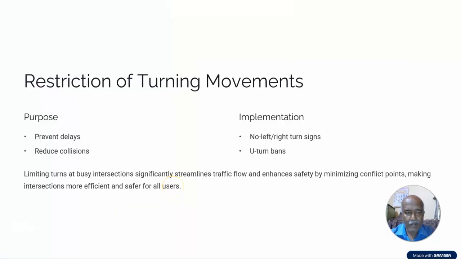On the roads, we mainly will be having turnings. The purpose of having turning restrictions is to restrict the turning movements, mainly to prevent delays and also reduce collisions. No left or right turn signs must be there, and U-turn bans must be implemented. With limited turnings at busy intersections, there will be a streamlined traffic flow, minimizing the conflict points.